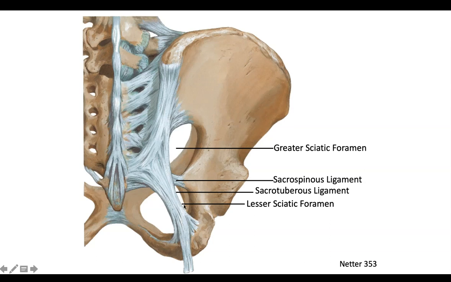And the lesser sciatic foramen is the door or the passageway for the blood vessels and nerves entering or leaving from the perineum. The perineum lies here. So through the lesser sciatic foramen, the blood vessels and nerves are entering or leaving from the perineum, and this is a communication between the perineum and the gluteal region.